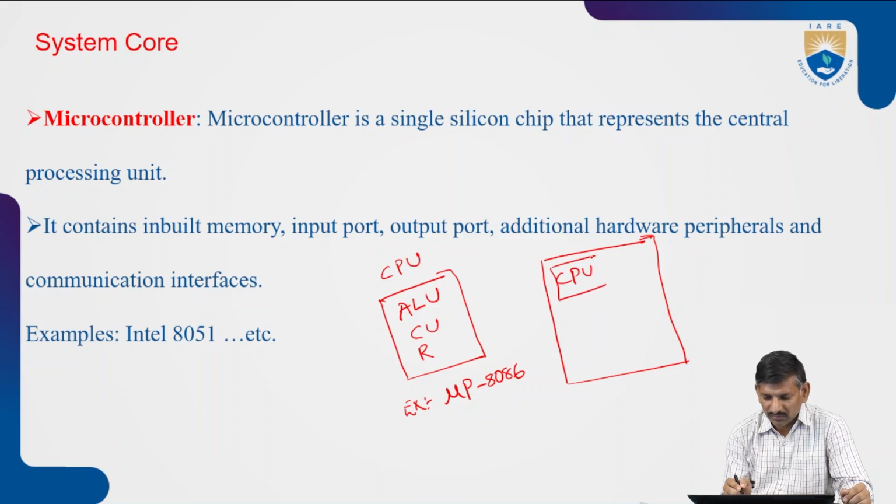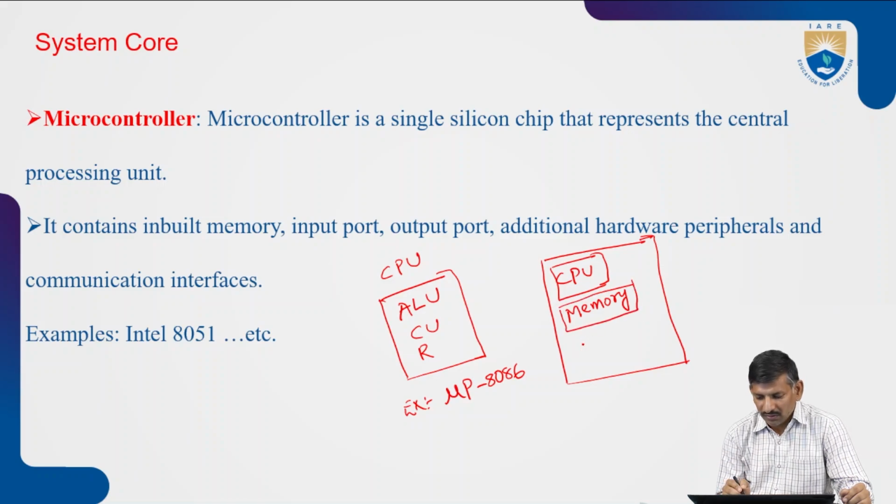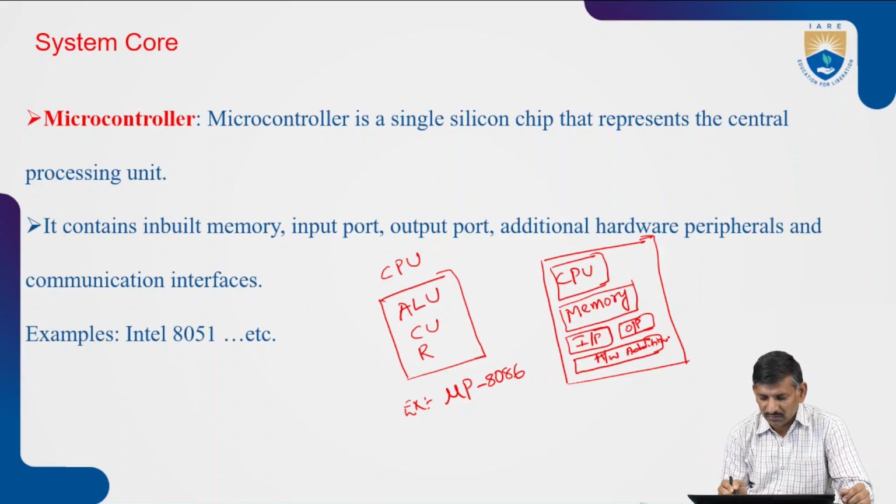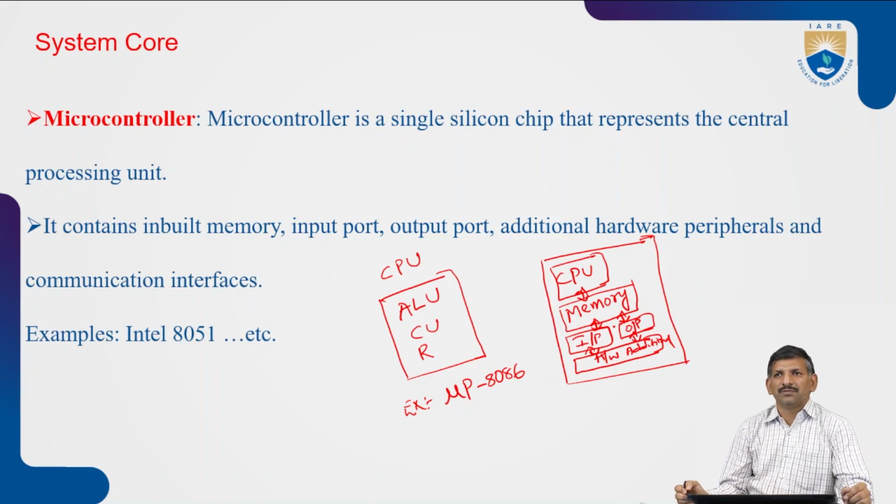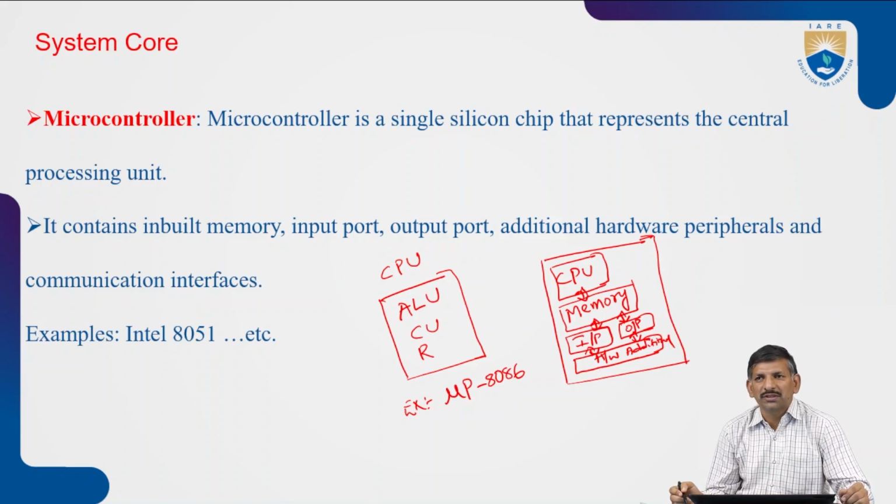this microcontroller contains the CPU, memory, input devices, output devices, additional hardware, and communication buses within the chip. So, what is the advantage of the microcontroller over the microprocessor?